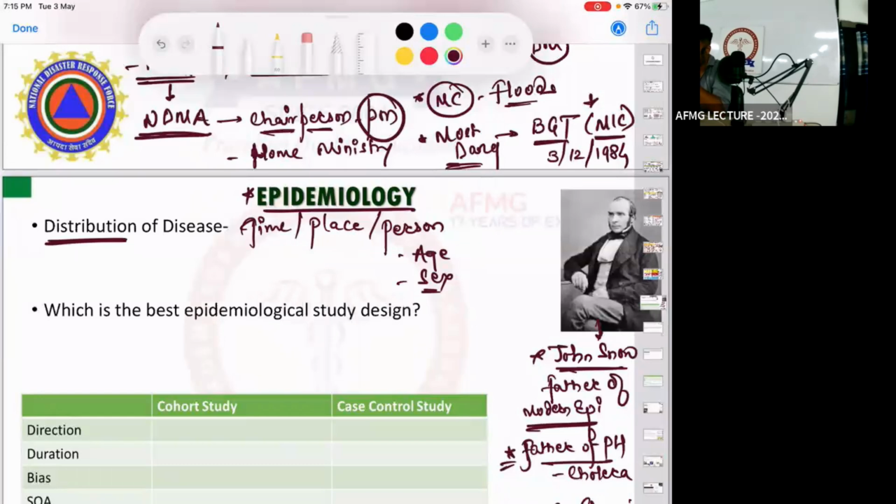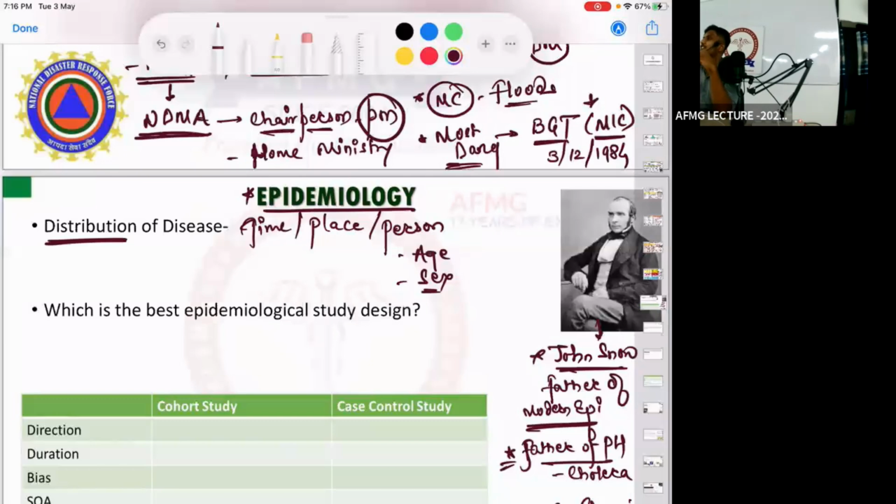Mumps is more prevalent in the 5 to 9 years age group, that is the school going age group. Rubella is more common in children, usually like neonates. Next, chickenpox is more prevalent in the 5 to 9 years age group, again school going age. Measles is more common in 6 months till 3 years. Why does measles not occur before 6 months?